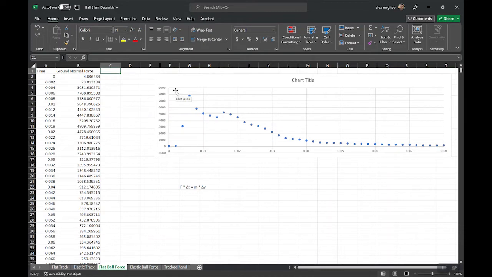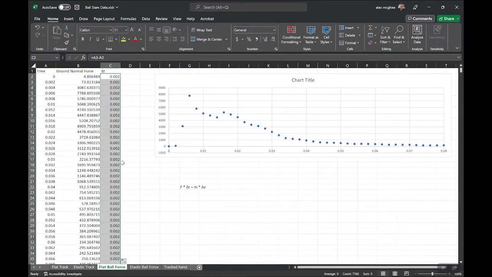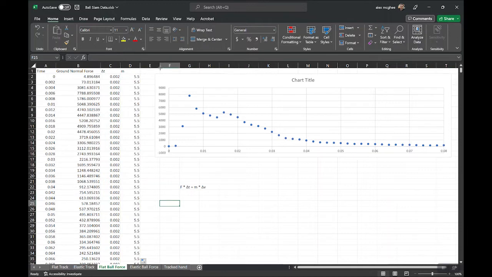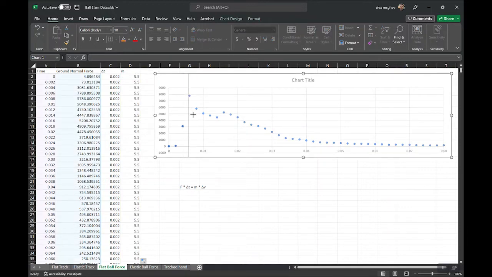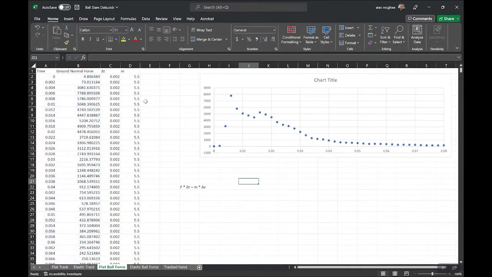So let's use this idea real quick. We can do delta t here, right? Delta t equals this minus this, and that should be a constant since we're capturing this data at a constant rate. We have some mass, that's about 5.5 kilograms, right? And then we'll have a change in velocity, right? And that's the trick. We need to find this change in velocity just using force data. Ugh.